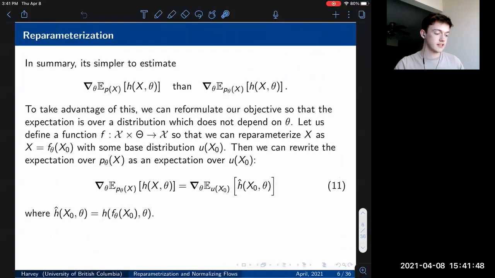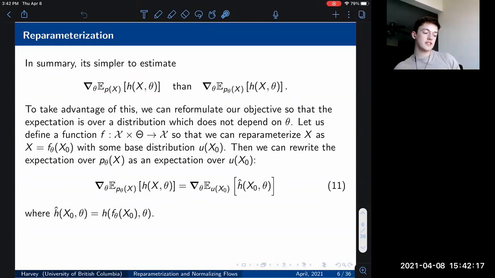So if we go to the next slide, in summary, it's quite nice to estimate expectations when they do not have a dependence on theta in the distribution we take the expectation over. It's a lot nicer than if there is this dependence on theta. And so the reparameterization trick is just a way to rearrange an expectation so that we can take one that looks like this and make it look more like this.